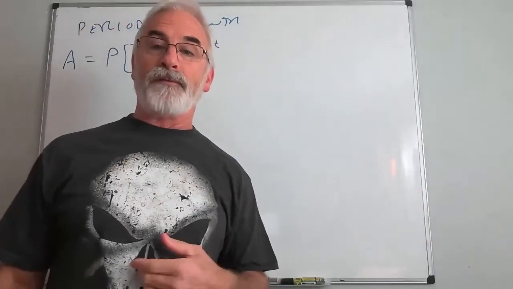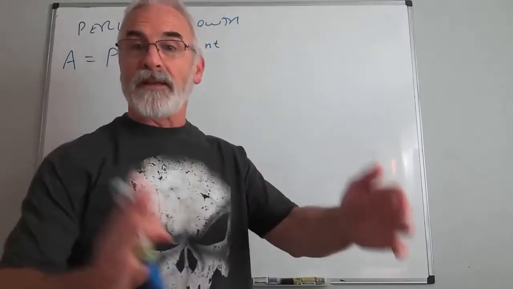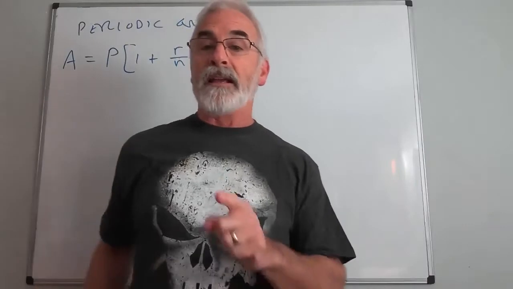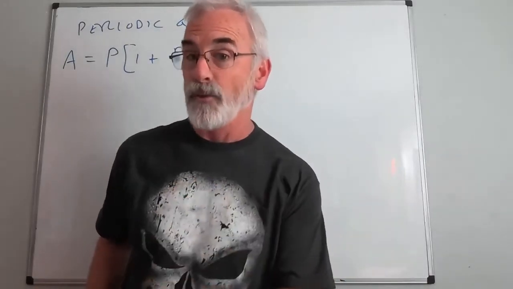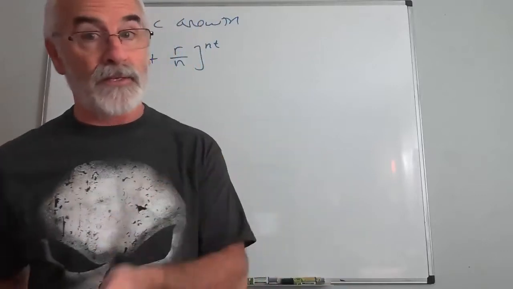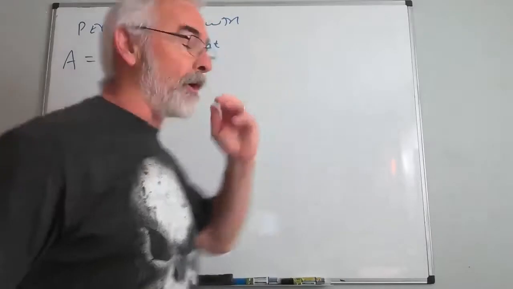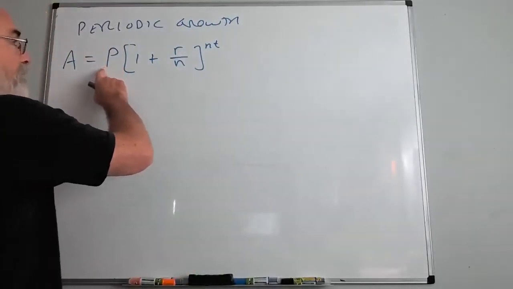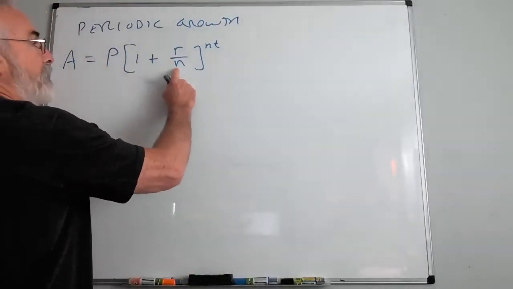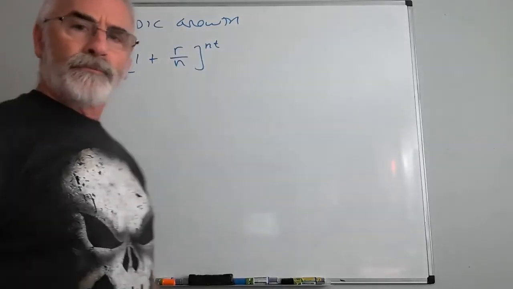So if you're paying off your mortgage, you're paying off a credit card, whatever, there's always going to be interest accruing. Now, is the interest calculated annually? Is it calculated quarterly? Is it calculated monthly? Is it calculated daily? All of those things will change the amount of money. So again, P is the principal, R is the interest rate, N the number of times per year, T the number of years.